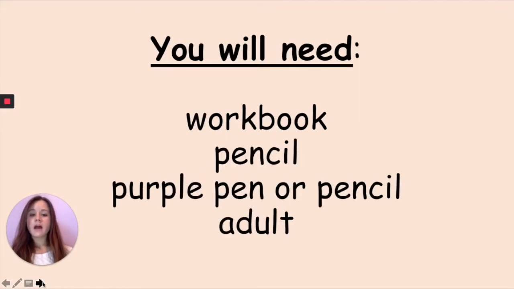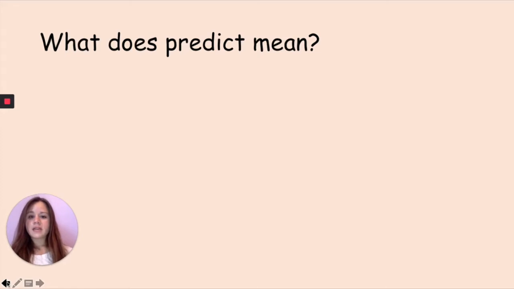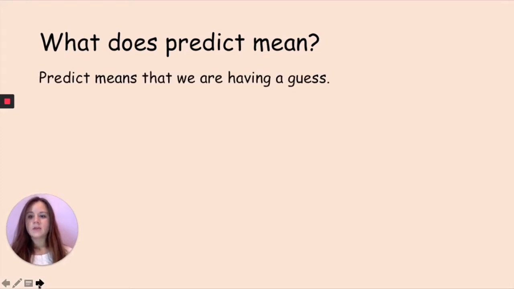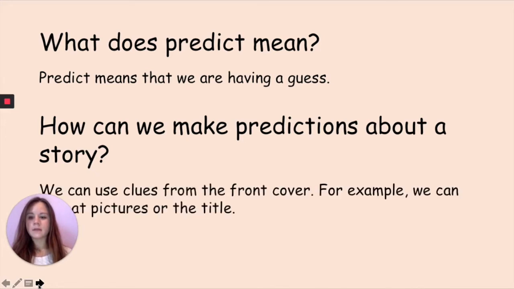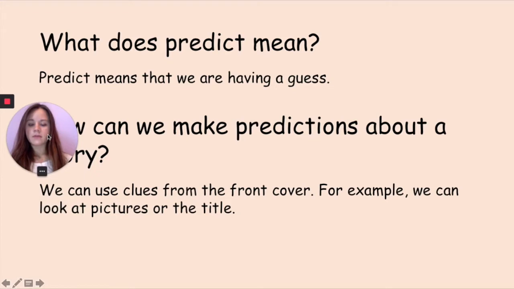You will need your workbook, a pencil, a purple pen or pencil, and your adult today. What does predict mean? Pause the video to talk about this with your adult. The word predict means that we are having a guess. But how can we make predictions about a story? What can we use? We can use clues from the front cover. For example, we can look at pictures or the title. So remember, when we're making predictions, we are looking for clues.